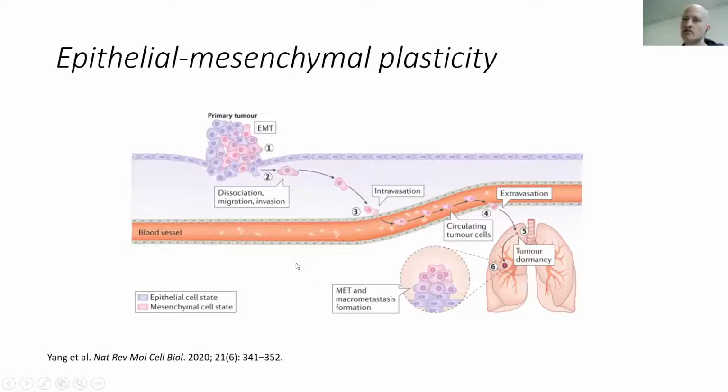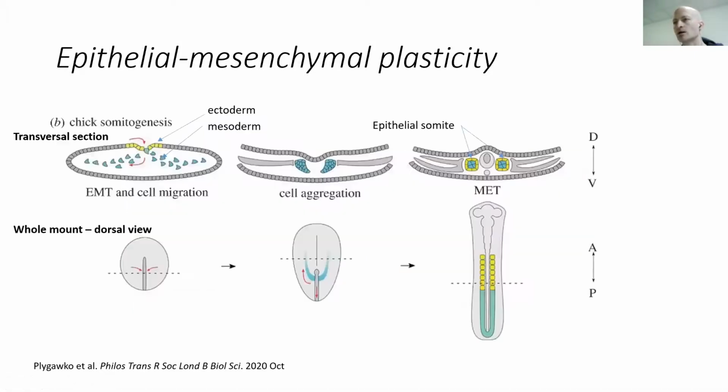But this is very difficult to study in situ, obviously, because doing experiments in cancer patients is going to be extremely challenging. So there are alternative models to work on that. For example, like during embryo development. So here is an example of what happens during the development of a chicken embryo.